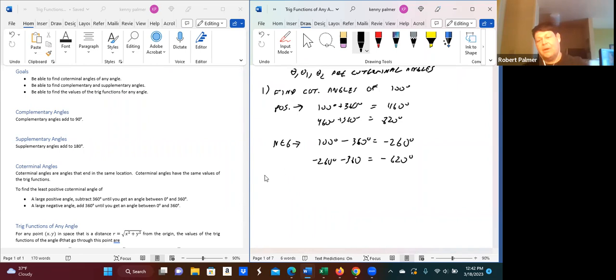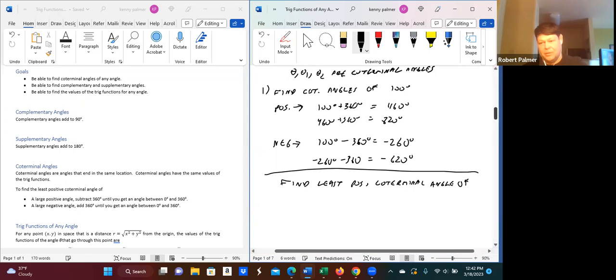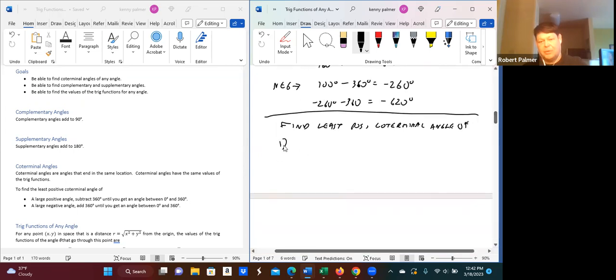So let's take a look here. Let's say we want to find the least positive coterminal angle of, let's do a couple examples. One, let's do a positive, let's say 520 degrees.